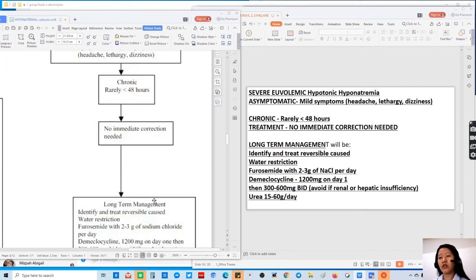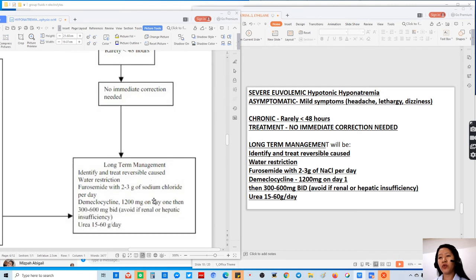But if it cannot be corrected, there will be long-term management. So it needs to identify and treat the reversible cause. There will be water restriction, administer furosemide with 2 to 3 grams of sodium chloride per day. Give demeclocycline 1,200 milligrams on day 1, then 300 to 600 milligrams twice a day, and avoid if renal or hepatic insufficiency. Then urea is 15 to 60 grams per day.